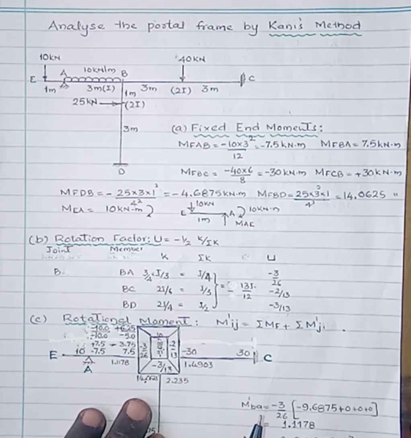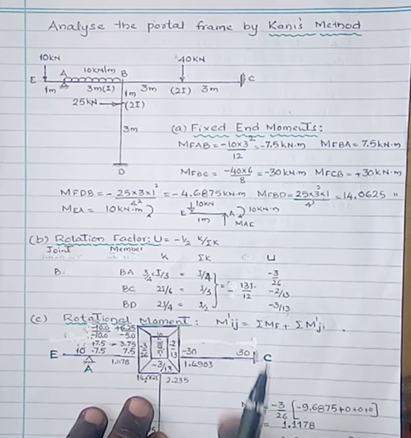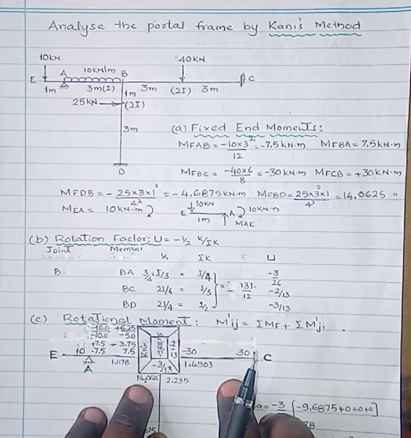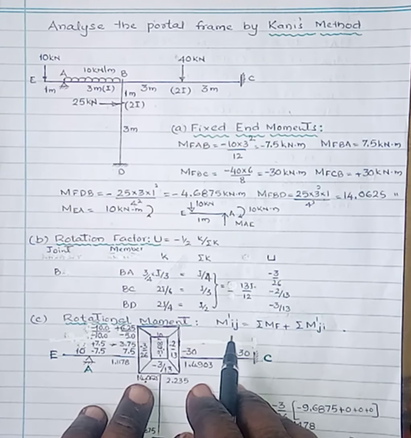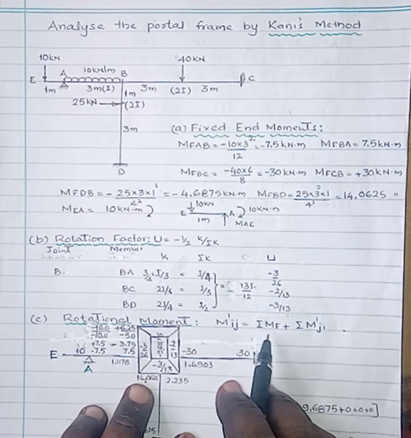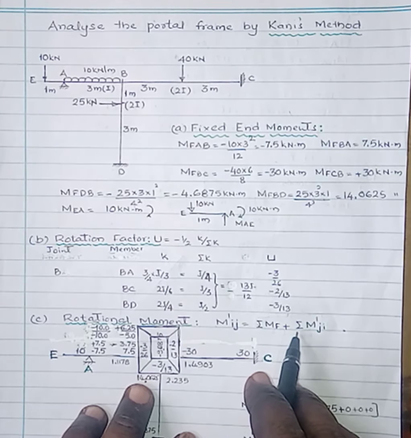The next step is calculation of the rotational moment. This method is also known as the rotational moment contribution method, or moment contribution method. Here M dash ij equals the sum of the fixed end moments at the joints plus the sum of the far end moments.